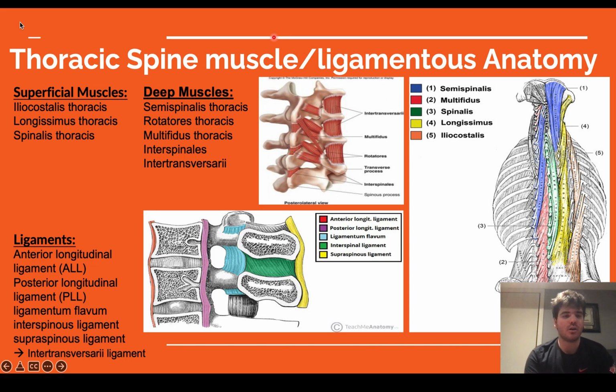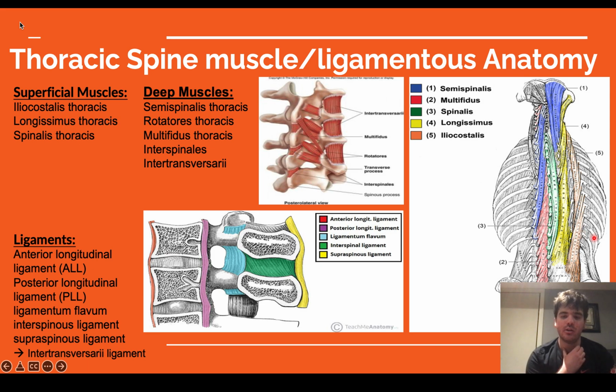So to get started, we'll talk about the superficial muscles. Let's get the pointer. And they're going to be right on this big picture here. So we'll start with the orange one here, which says the iliocostalis muscles. And for all these muscles, we're just going to be talking about the thoracic regions, as a lot of them extend into the cervical and lumbar portions as well.